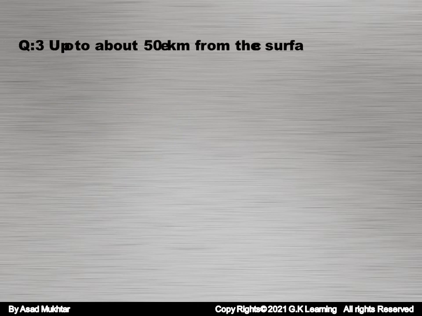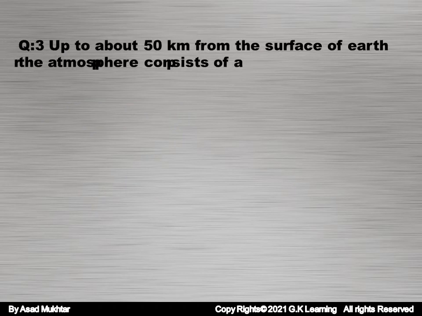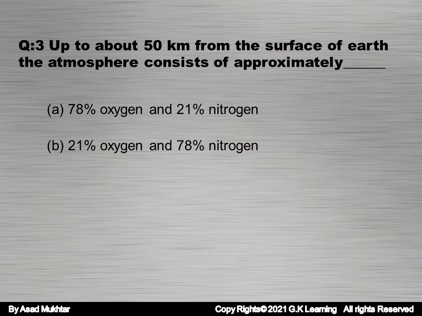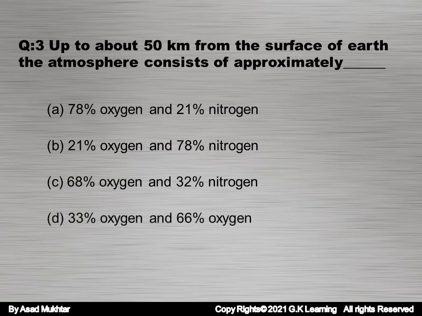Up to about 50 kilometers from the surface of Earth, the atmosphere consists of approximately 78% oxygen and 21% nitrogen, 21% oxygen and 78% nitrogen, 68% oxygen and 32% nitrogen, 33% oxygen and 66% nitrogen. The answer is 21% oxygen and 78% nitrogen.